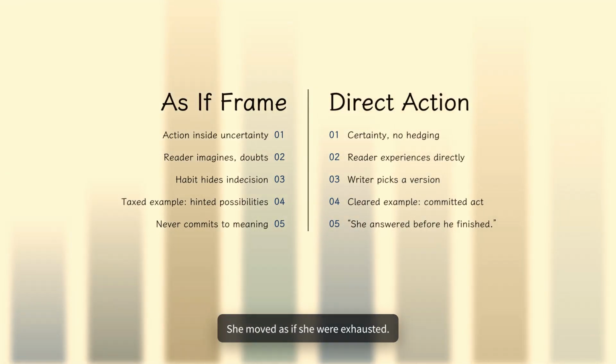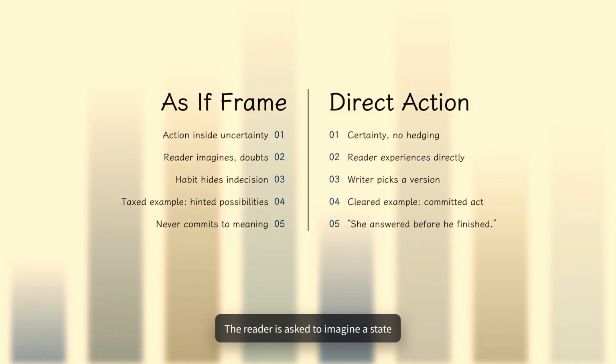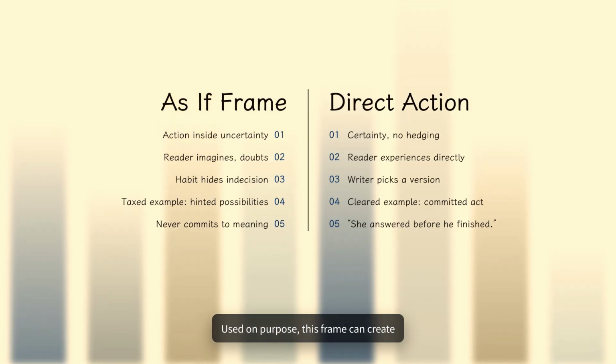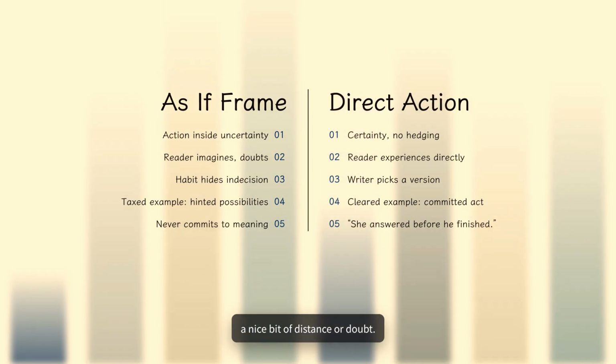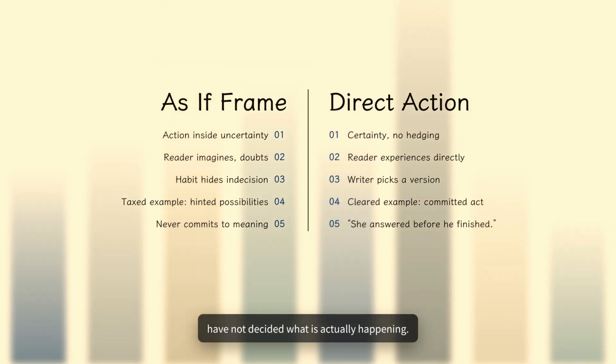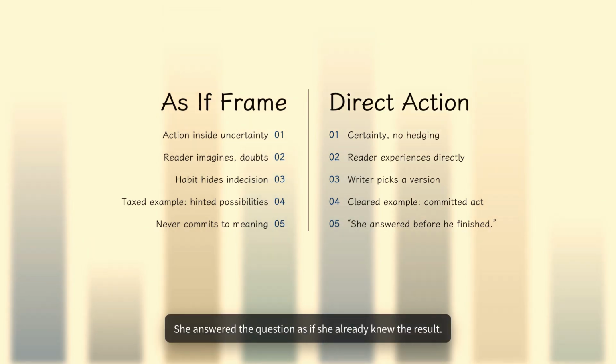She moved as if she were exhausted. He answered as if he had rehearsed it. The reader is asked to imagine a state instead of simply experiencing it directly. Used on purpose, this frame can create a nice bit of distance or doubt. Used out of habit, it just means you have not decided what is actually happening. Here is the text version. She answered the question as if she already knew the result.